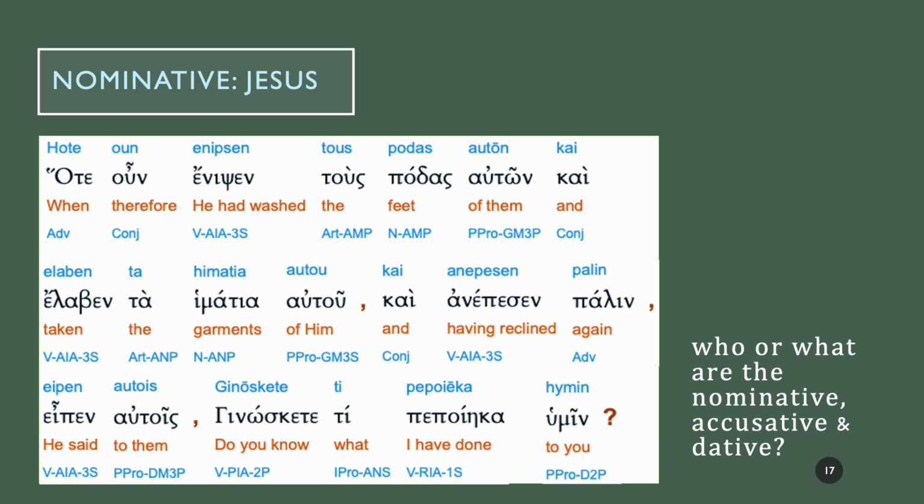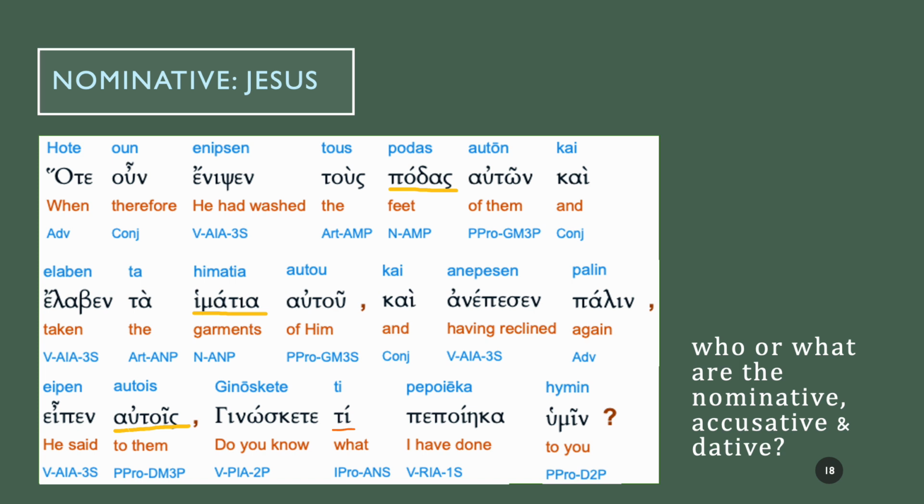The nominative in this case is Jesus. So which ones are the accusative and which are the dative? In the first word we have podas, which we get podiatry from, meaning feet. That's accusative. The object, so he has washed that. It's received. Jesus, the feet are the object. Jesus is the subject doing the verb. In ipsen, he washed the feet. So the feet are the object receiving from the verbal action.